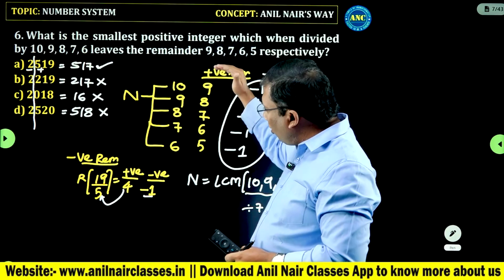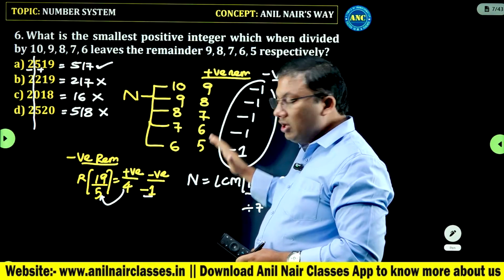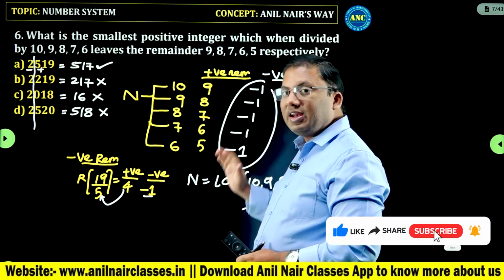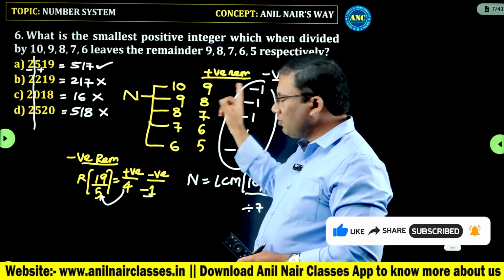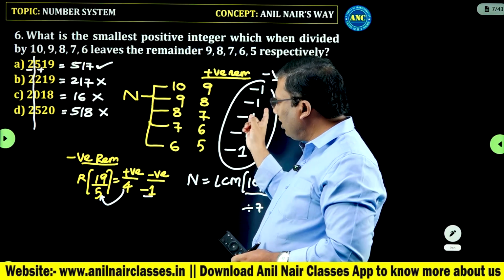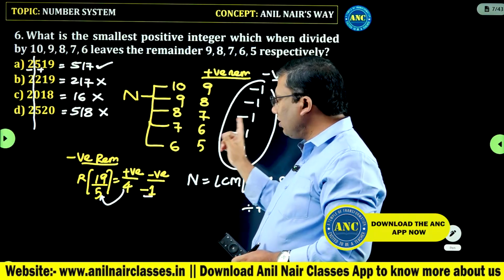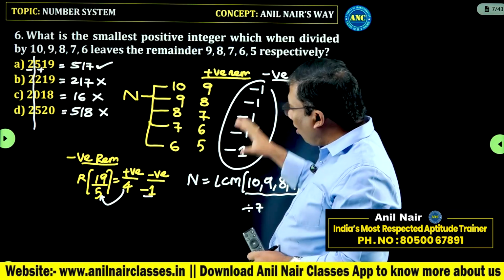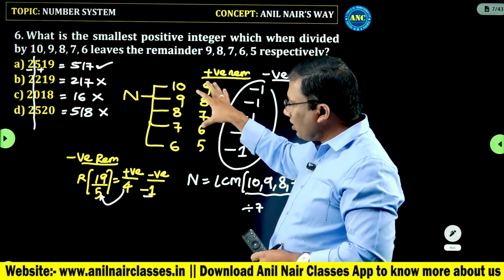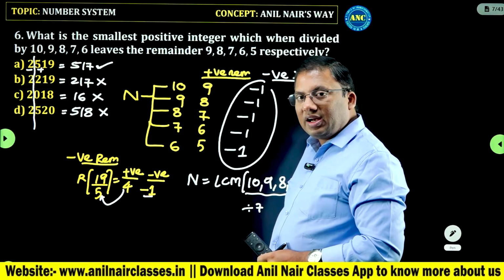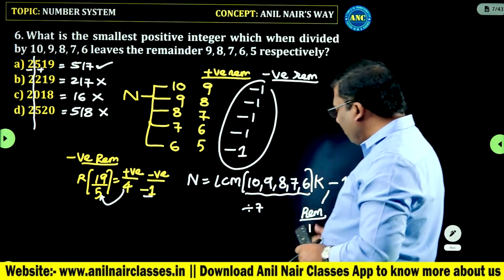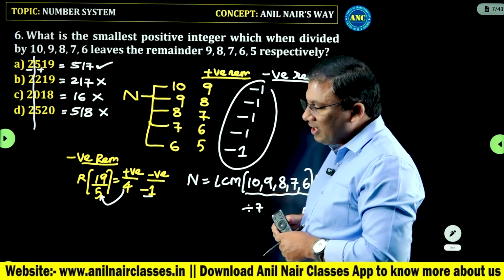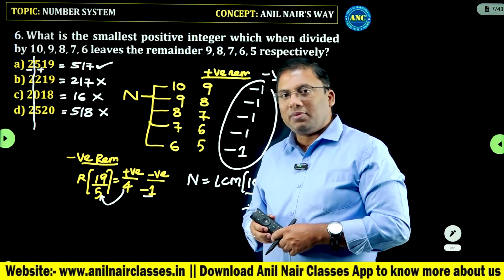In this question, all the positive remainders are different. So what we will do is find the negative remainder. 9 minus 10 is minus 1. 8 minus 9 is minus 1. 7 minus 8 is minus 1. 6 minus 7 is minus 1. 5 minus 6 is minus 1. So all of them have the same negative remainder. So the answer will be LCM of 10, 9, 8, 7, 6 into K minus 1, and when divided by 7 the negative remainder is minus 1. I hope the idea is very clear to you.